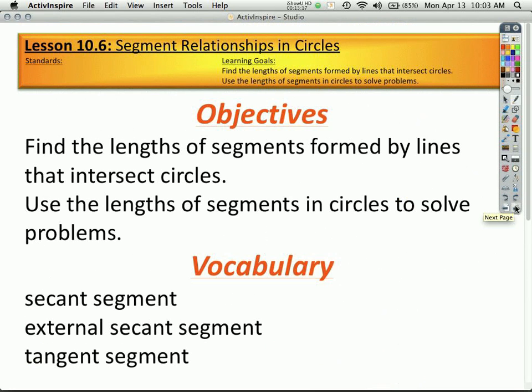So, 10.6, segment relationships in circles. Our goals for today, our objectives are to be able to find lengths of segments when you have intersecting lines intersecting circles, and use those ideas to solve problems. You're going to hear some new terminology today. You've heard secant, external secant segment and tangent segment. You've heard that as well. Never quite said the part of segment on the end of it.